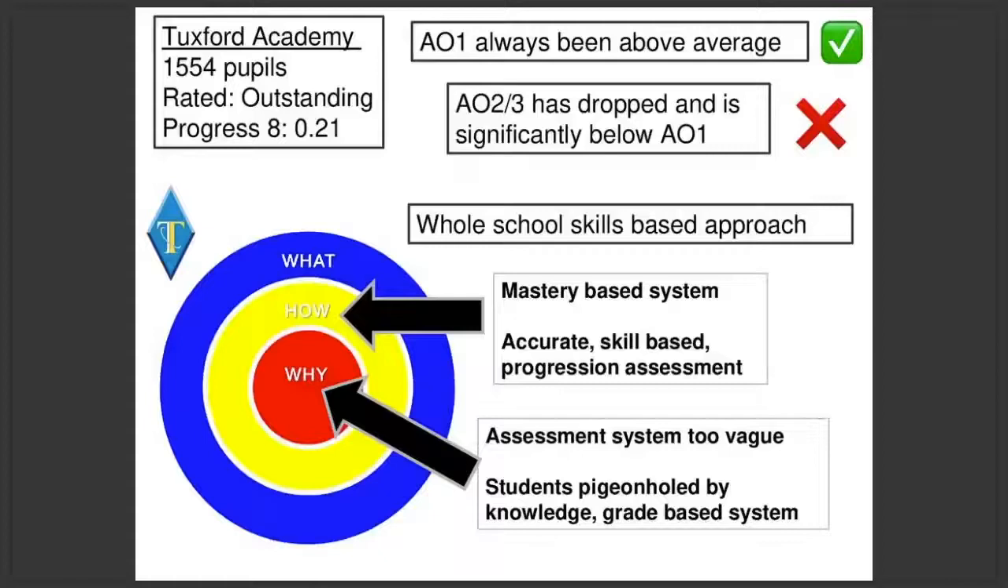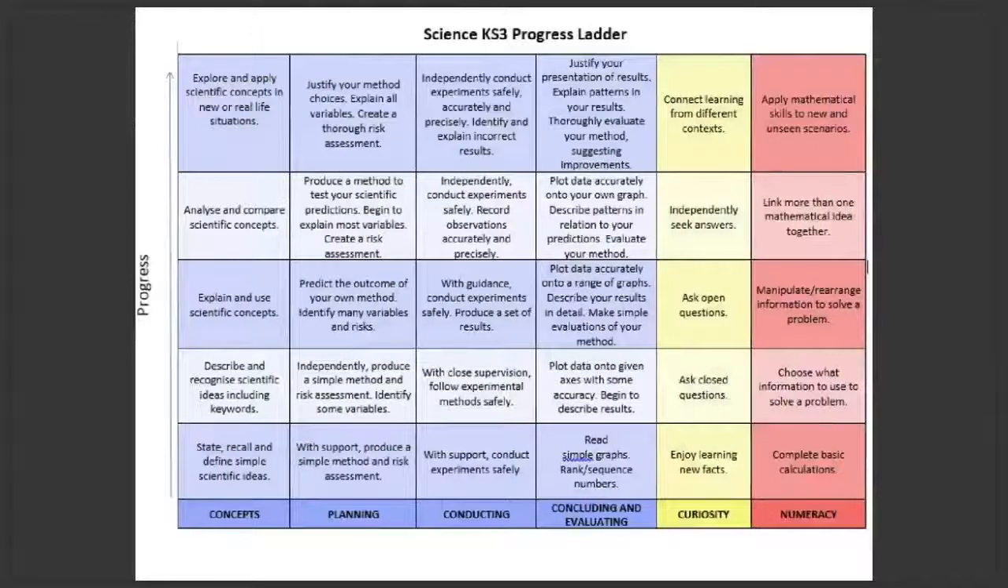So I started looking around and found Mastery Science, which would help us shift that in science itself. The first thing we had to do was make our own progress ladder. Just using Bloom's, we split up our skills. So we did concepts, planning, conducting, and concluding and evaluating. And what we do is use those ladders in combination with the Mastery Science content and some of the topic planners to go through and teach.